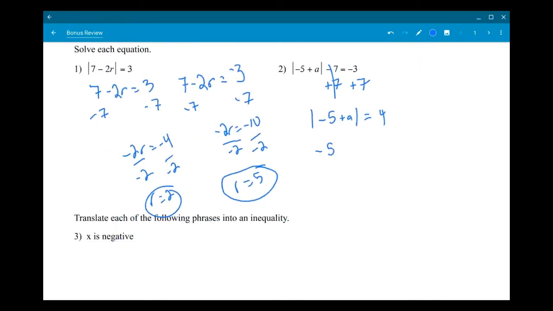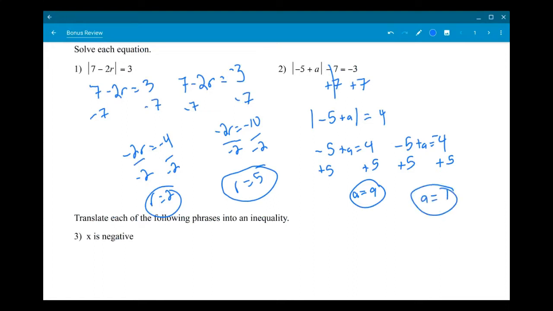I want to say I've got -5 plus a equals 4 and -5 minus a equals 4. I'm going to add 5 to both sides. I get a equals 9. I'm going to add, oops, forgot to finish my plus sign over there. I'm going to add 5 to both sides, and I get a equals 1. So again, you're isolating the absolute value. You're setting it equal to 4 and -4. And that's the point when you're setting up your two equations and solving.